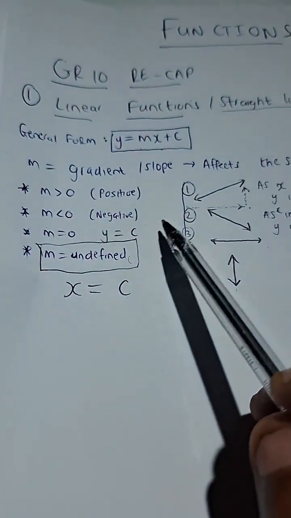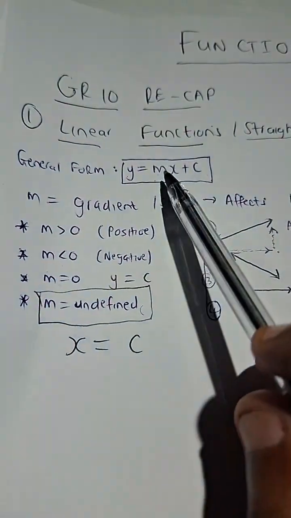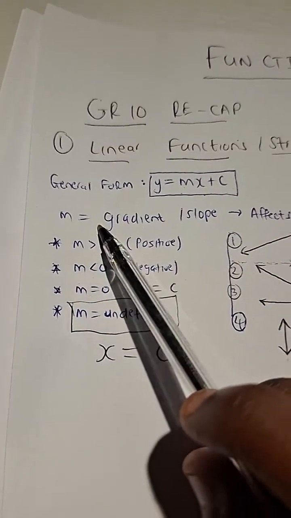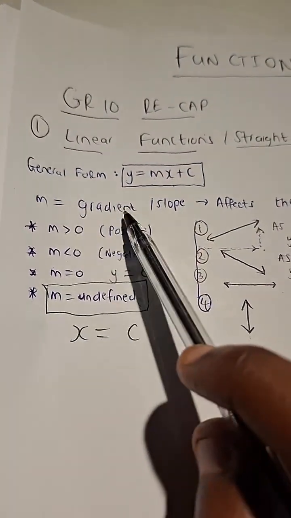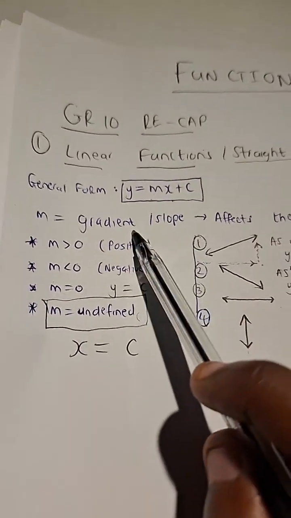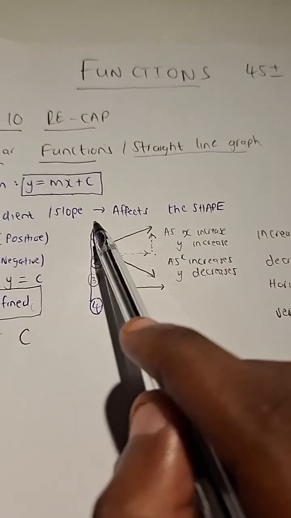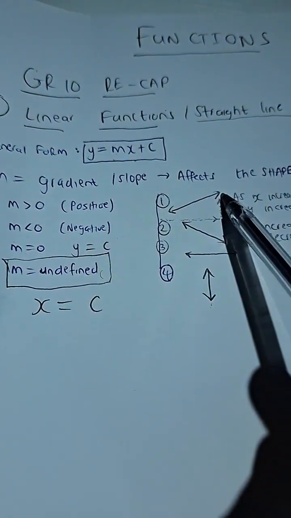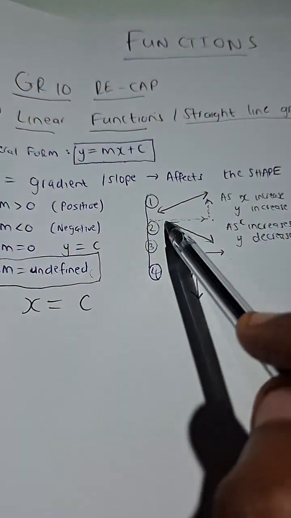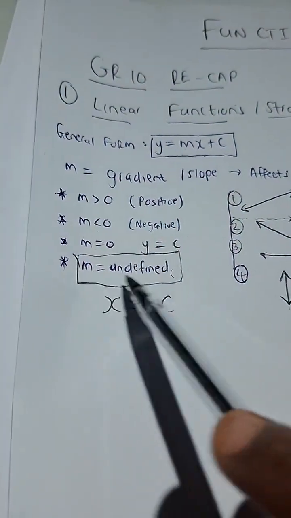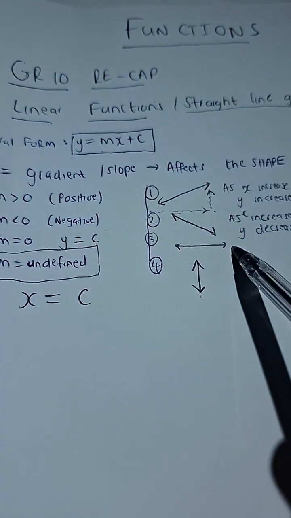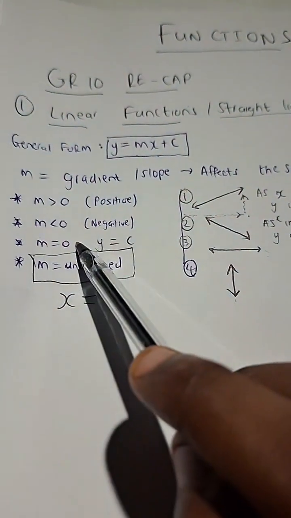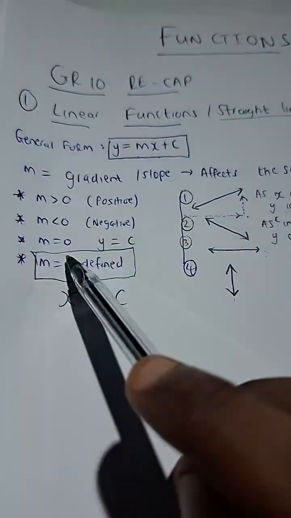We'll look at some examples, but it's important for us to understand what m stands for. So m is the gradient. What does it do? It affects the shape of the straight line function. If m is positive, we have an increasing function. If m is negative, we have a decreasing function. If m is equal to 0, we have a horizontal line.